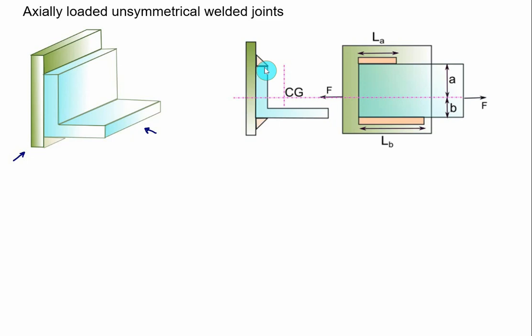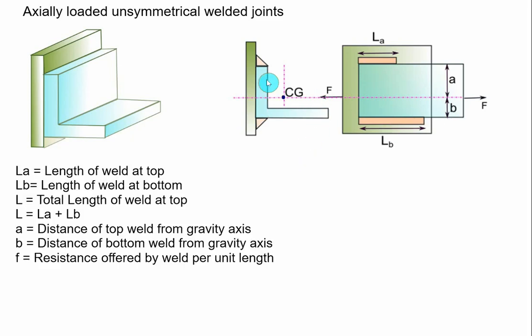Let's say the fillet weld on the top has a length equal to LA, and at the bottom the length of the weld is equal to LB. The center of gravity of the weld group is at this point, and through this point the force F is passing. It is compulsory that the force must pass through the center of gravity of the weld group system. Let the top weld be at a distance A from the line passing through the center of gravity, and the bottom weld at a distance B from the center of gravity.